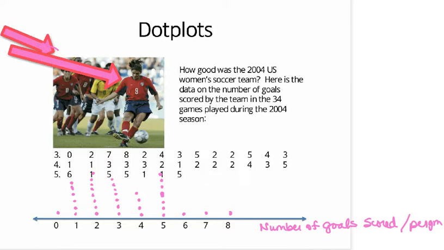So we can learn quite a bit. The average number of goals, if we averaged them all together, would probably be somewhere around 4. But you can see they're most likely to get between 1 and 3 goals. But then 5, they often got 5 goals. So quite an impressive team. That's how you make a dot plot, only probably prettier than mine.